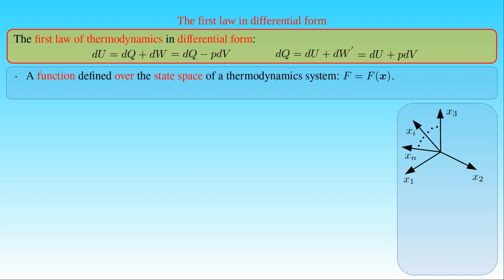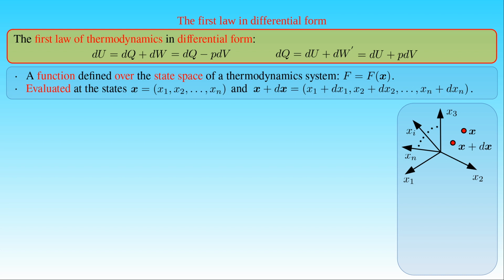This means that the value of F is determined if we specify the state vector x in the state space. Let us evaluate this function at another state, which is at an infinitesimally small distance from the original state in the state space. Then this state can be written as the state vector x plus the infinitesimal distance vector dx. We can say that we transform the initial state described by the state variables x1, x2, ellipsis, xn, to the final state described by the state variables x1 plus dx1, x2 plus dx2, ellipsis, xn plus dxn.